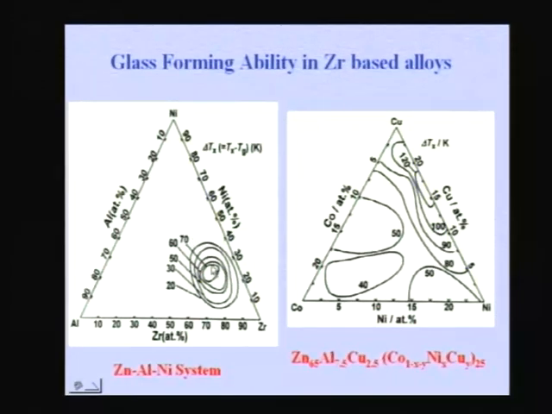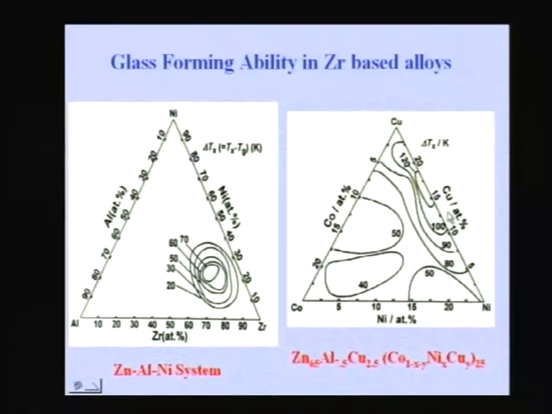And you can see as you keep on going to the interior circle, the delta Tx keeps on increasing, and one can identify a particular composition where the delta Tx is the maximum. So that is the particular composition in this phase diagram which has the highest glass forming ability. So one can do this kind of thing either in terms of delta Tx or in terms of TRG.